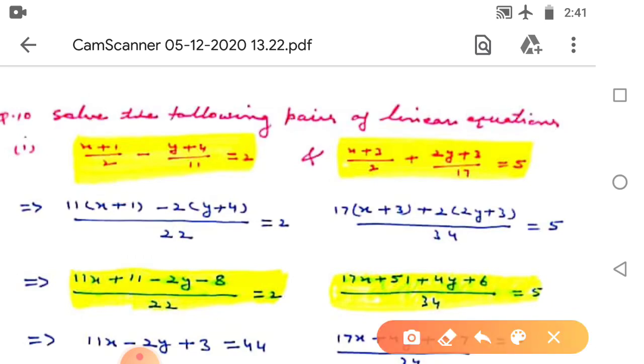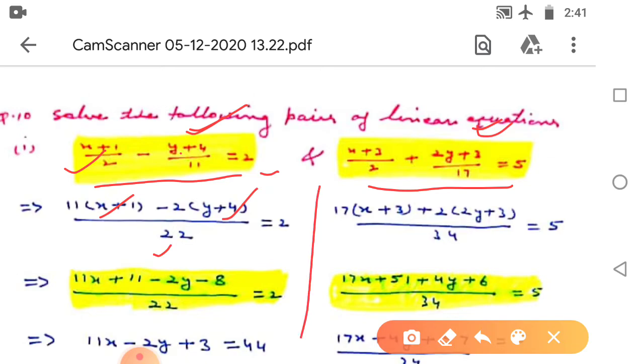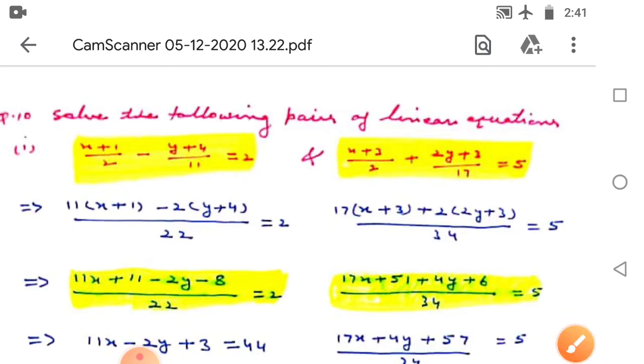Clear? Now what we have to do is take the LCM. There is no other option. Here x plus 1, here x plus 3, here y plus 4, here 2y plus 3. So we have only one option, to take the LCM. The LCM is 22, so it becomes 11 into (x plus 1) minus 2 into (y plus 4). In the second equation, you take the LCM as 34: 17 into (x plus 3) plus 2 into (2y plus 3) is equal to 5. Right? Now cross multiply it.